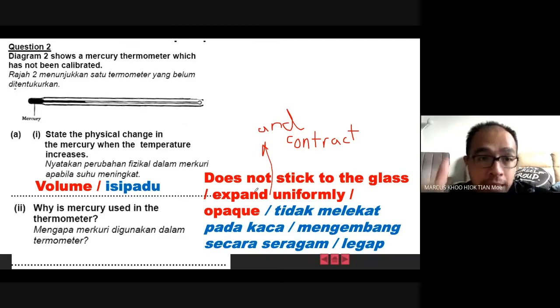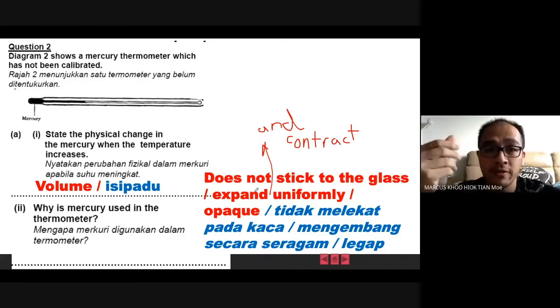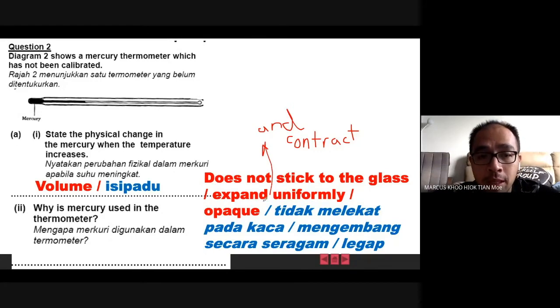Because number one, it does not stick to the glass. Imagine if you use oil inside the thermometer. Oil is very sticky. So when the oil goes down, some of it will stick at the side, and that's a very big problem. The second reason why we use mercury inside a thermometer is because of this special feature. When it expands, it expands uniformly. When it contracts, it contracts uniformly. It means the whole thing expands at the same time, the whole thing contracts at the same time. It doesn't expand bit by bit, this side first, then that side. It doesn't work that way.